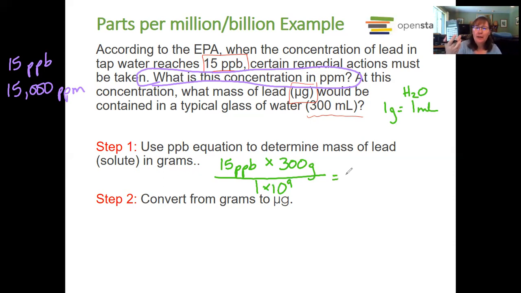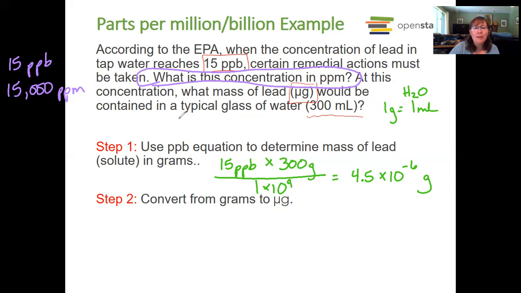Now I want you to work this with me to make sure that your calculator is helping you get the correct answer. So 15 times 300 divided by 1 times 10 to the 9th. What you should get out of this is 4.5 times 10 to the negative 6, and that's in grams. If you're not getting that answer, that's a great idea to give me a quick email and say, hey, can we Zoom? My calculator's not giving me the right answer. Don't wait until after the test to do that, because then I can't help you as much.